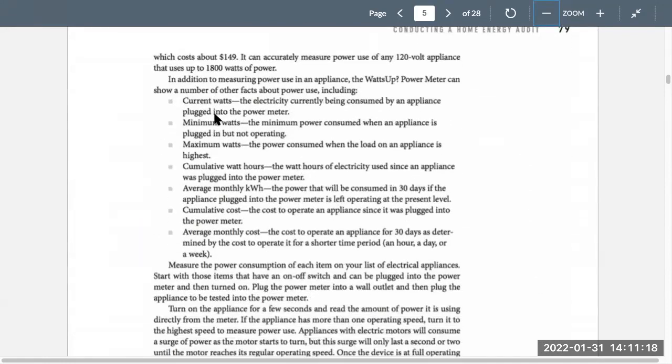So that gives you a list of some of the different things that the different meters can do. And you can buy these meters at Menards. They're not real expensive. Well, things have gotten more expensive, so I'm not sure anymore. But usually they're around the $20 range.